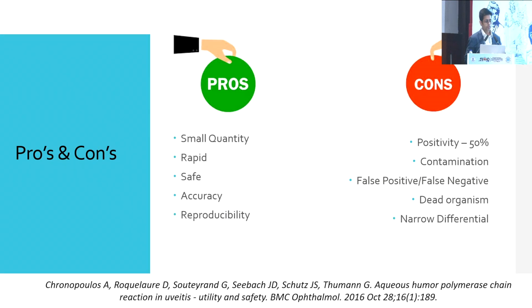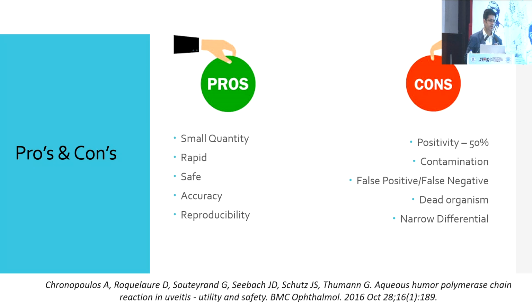So what are the pros and cons? Well, a small quantity is required, it's rapid, safe, accurate, and also reproducible. However, the cons are also there. The positivity is only 50%. There is a chance of contamination. There are false positives because of contamination. There can be false negatives. If the sequence of the organism you're trying to look for is not there in the test, then it will be a false negative. Even dead organisms can actually come up as false positives.